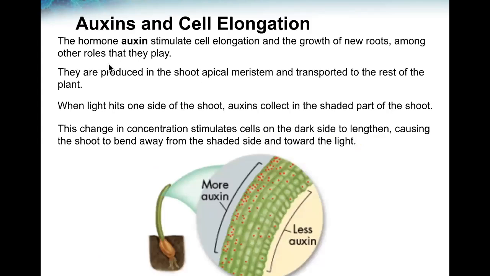The hormone auxin stimulates cell elongation and the growth of new roots, among other roles that they play. They are produced in the shoot apical meristem and transported to the rest of the plant. Where light hits one side of the shoot, auxins collect in the shaded part of the shoot. This change in concentration stimulates the cells on the dark side to lengthen, causing the shoots to bend away from the shaded side and toward the light. More auxin will extend the cells, and less auxin will not.